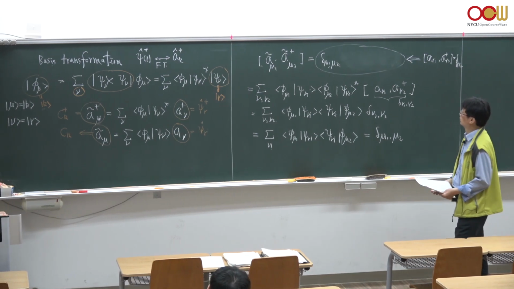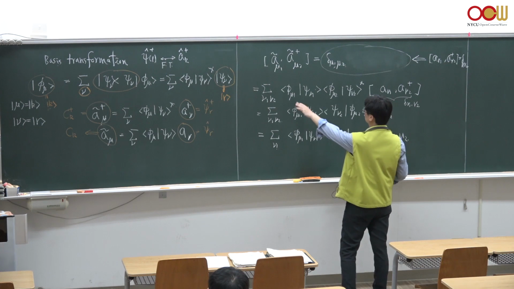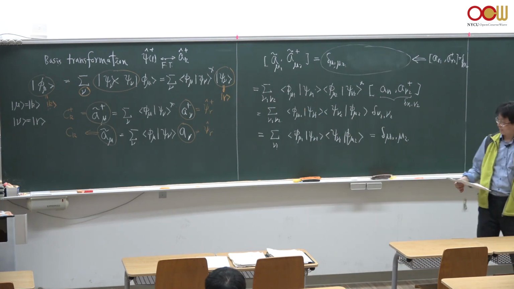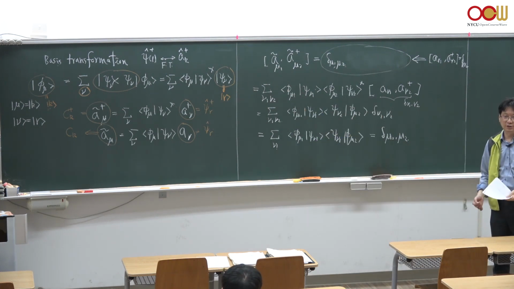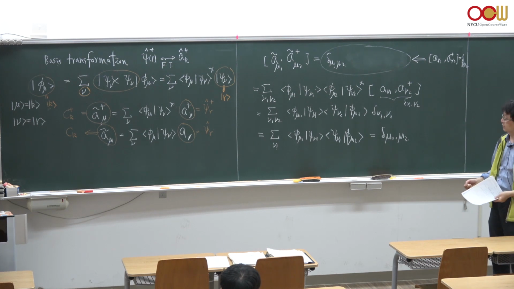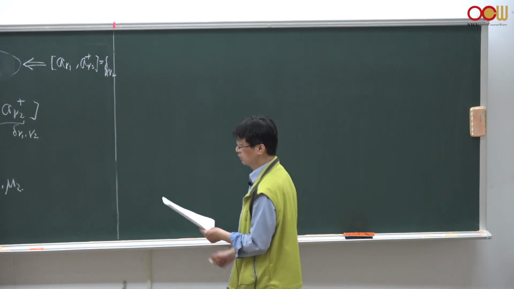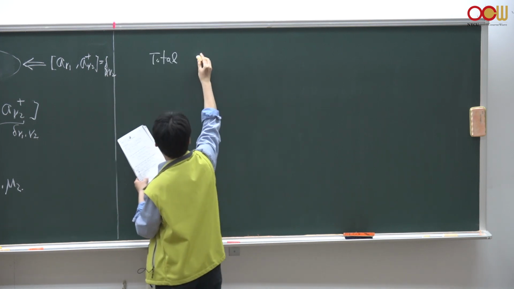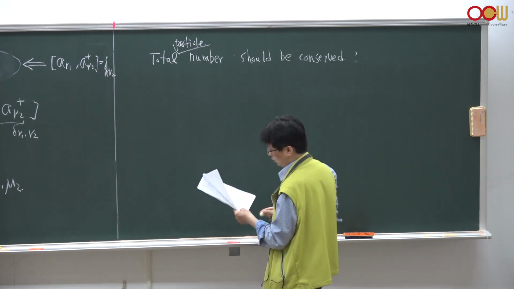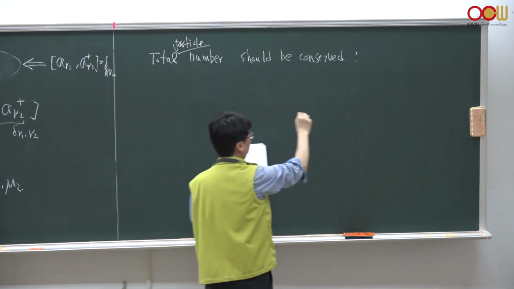Okay, but we need to show that first. So we could safely use the operators either defined in real space or momentum space because the anti-commutation rules are valid in both cases. So that's the important lesson. And also, the total particle number should be conserved in either case. Total particle number. So let's check whether this is the case.